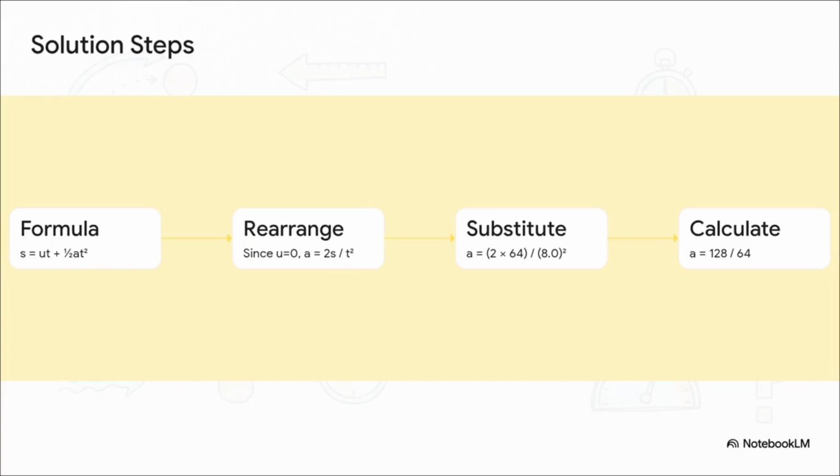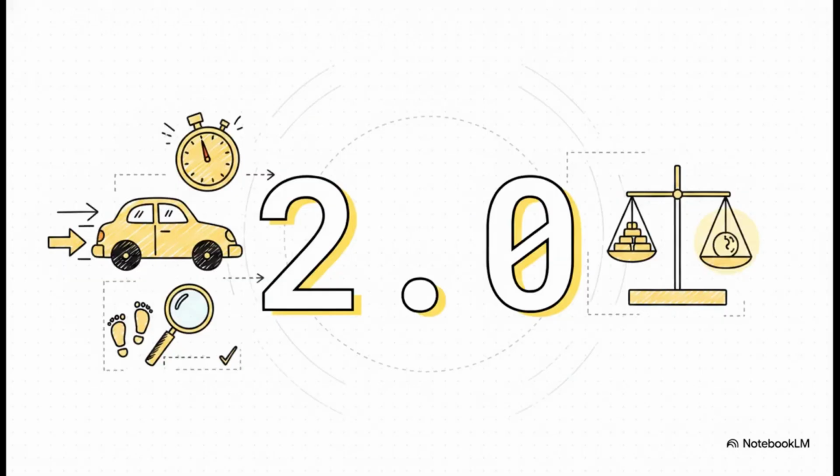From there, it's just plugging in the clues. We substitute our known values, which gives us 2 times 64 divided by 8.0 squared. And crunching those numbers brings us right to the big reveal, exactly 2.0. The car's missing acceleration is 2.0 meters per second squared. We're keeping it to 2 significant figures too, to perfectly match the parameters we were given at the start. Boom, case closed, right? Well, almost.